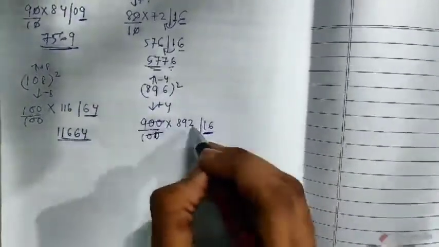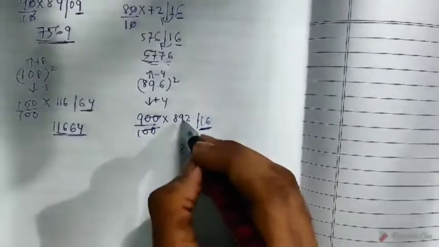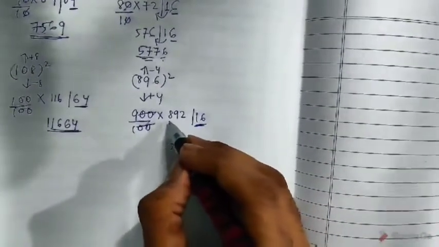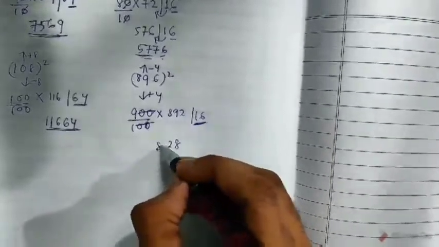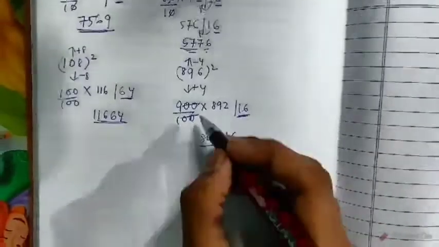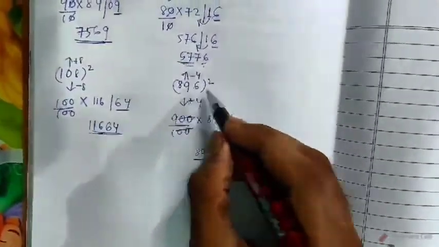0 cancels. 9 times 2 is 18, 1 carry and 8. 9 times 9 is 81 plus 1, 82, 8 carry. 9 times 8 is 72, 72 plus 8, 80. And we have our last two digits 16. So this is the square of 896.